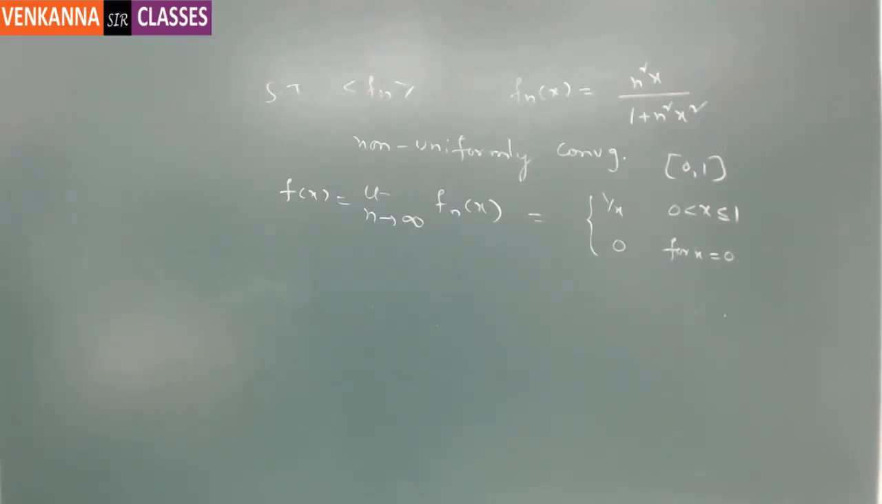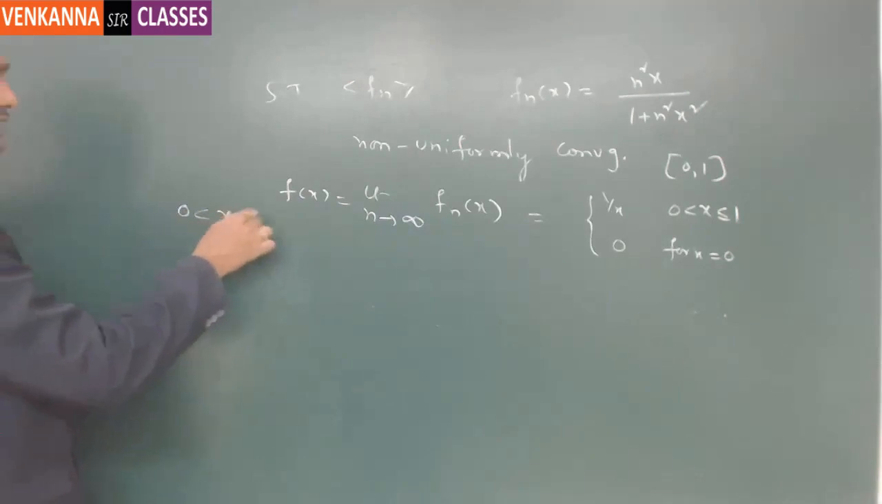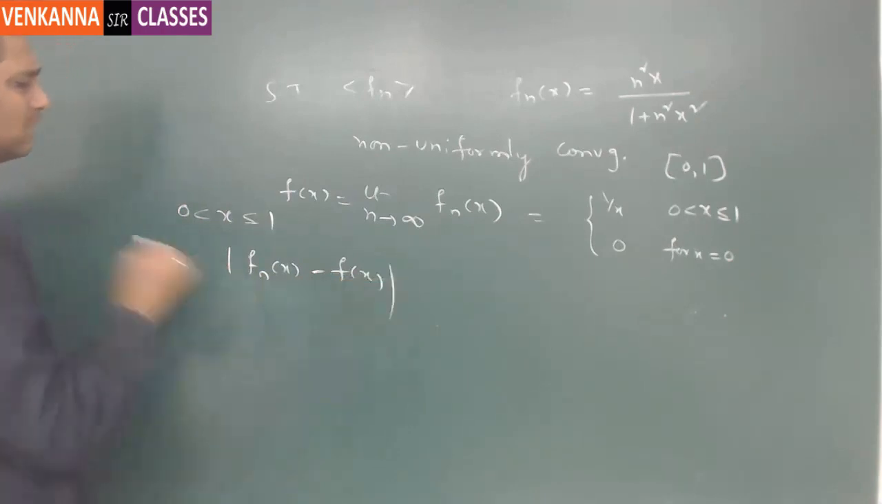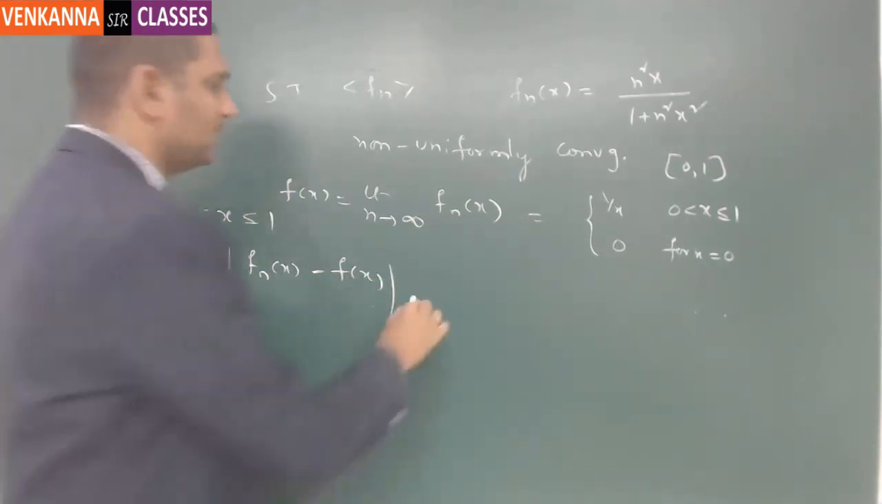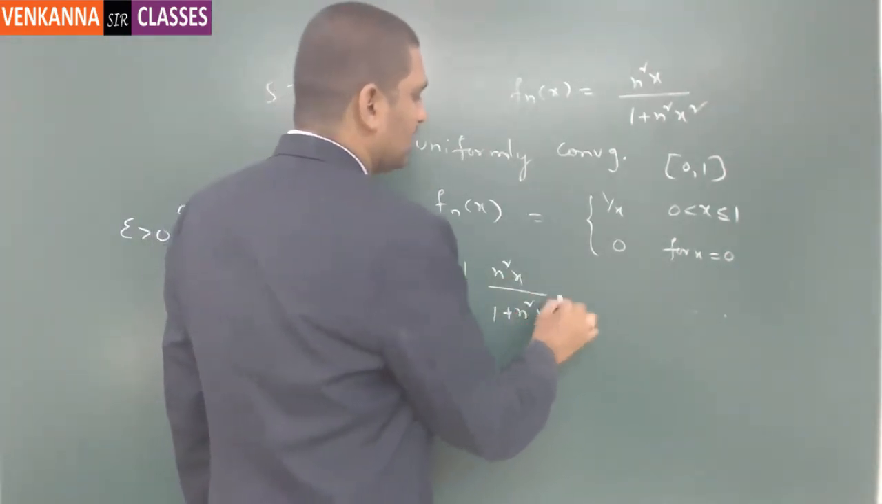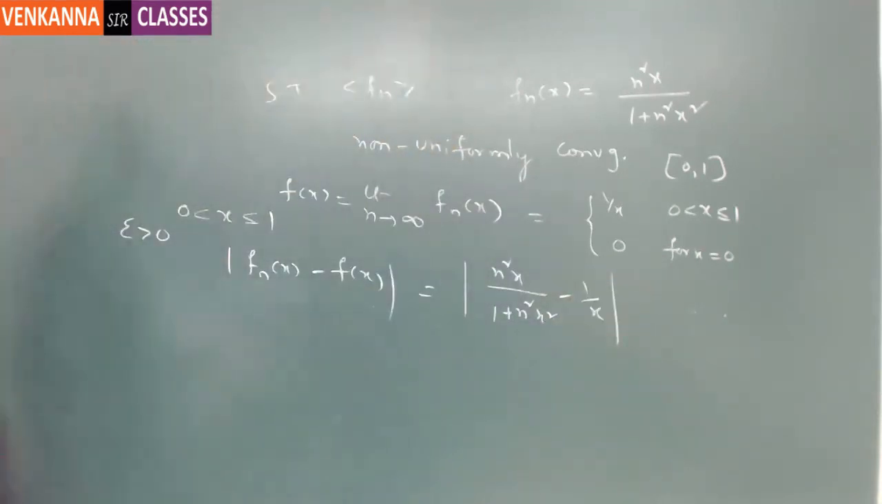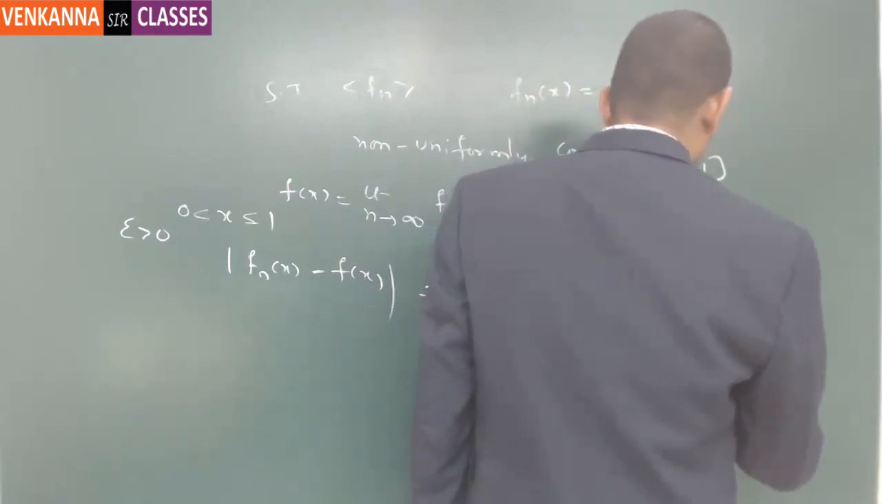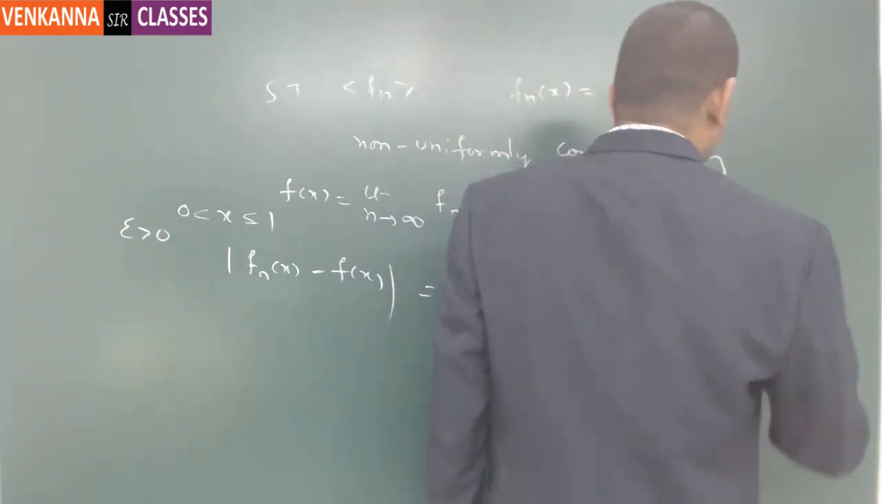Right. Now let us take 0 less than x less than or equal to 1. You simply calculate mod fn of x minus f of x. You assume that epsilon is greater than 0, and let us simplify the value. So this will be n square x by 1 plus n square x square minus 1 by x. Since x is positive, there is no need to put a modulus. So please calculate the LCM there. If you calculate the LCM, you are going to get the value as 1 by x into 1 plus n square x square. So we say that this could be less than epsilon.